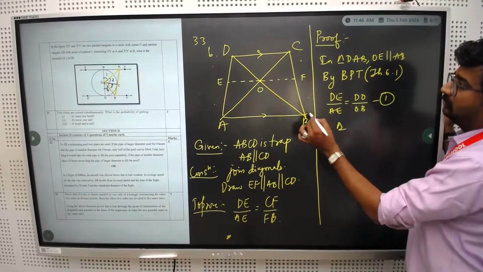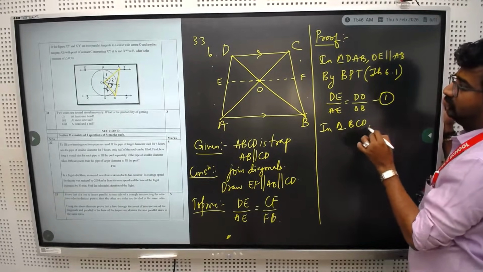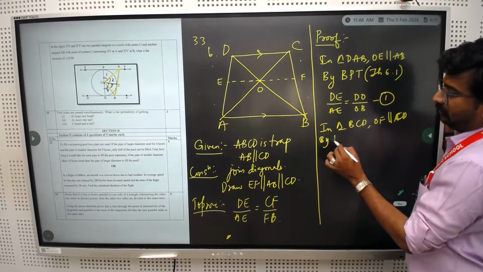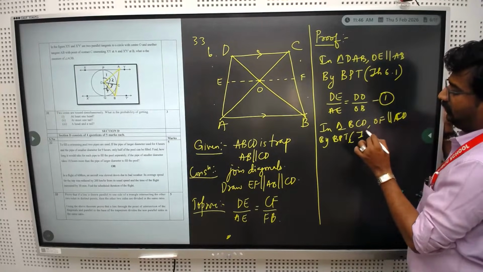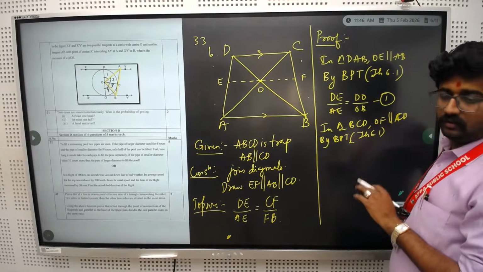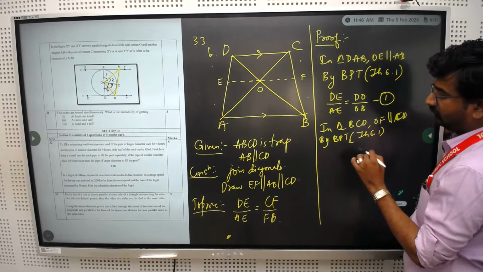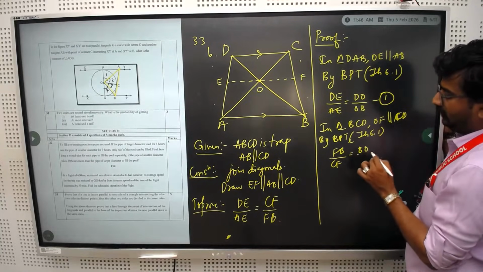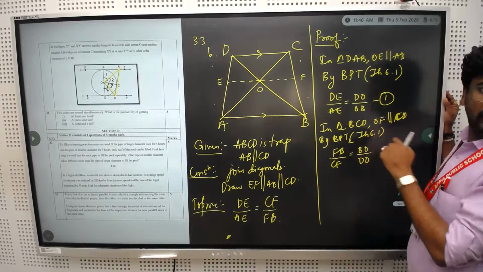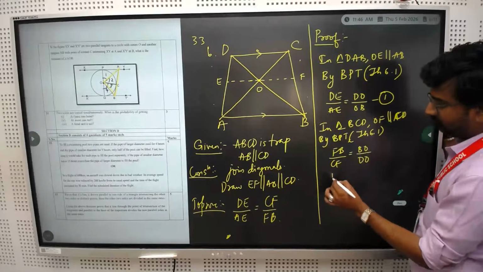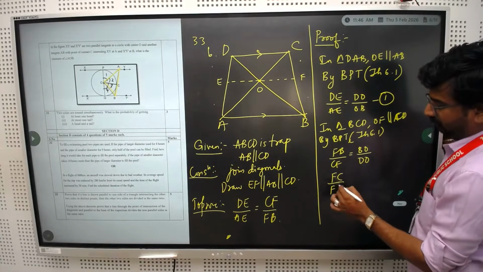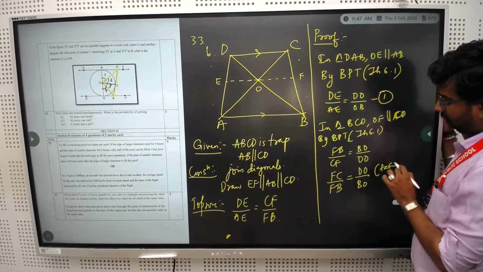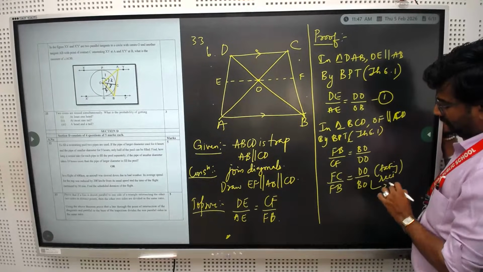Similarly, in triangle BCD, OF is parallel to CD. Again by BPT, that is theorem 6.1. In some reference books, they wrote BO by DO or FB by CF is equal to BO by DO. But if you look carefully, it is DO by OB. Correct? Take reciprocal. FC by FB is equal to DO by OB. Taking reciprocal, this is equation 2.